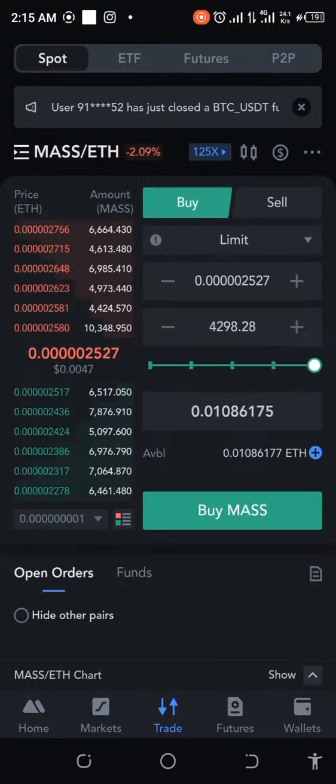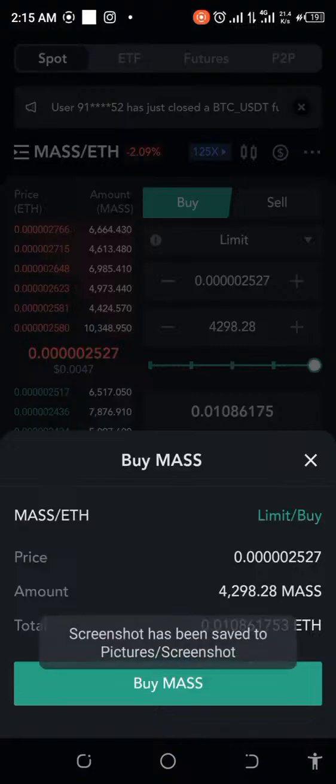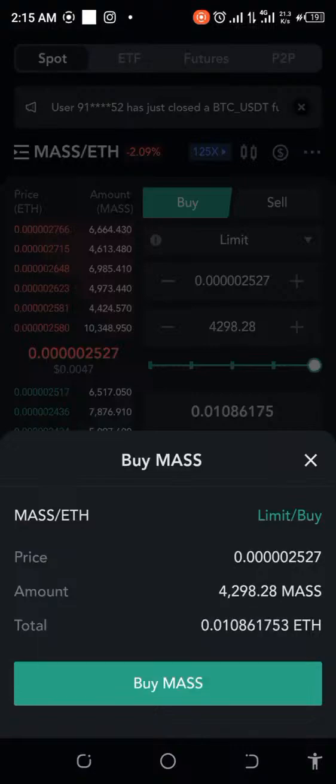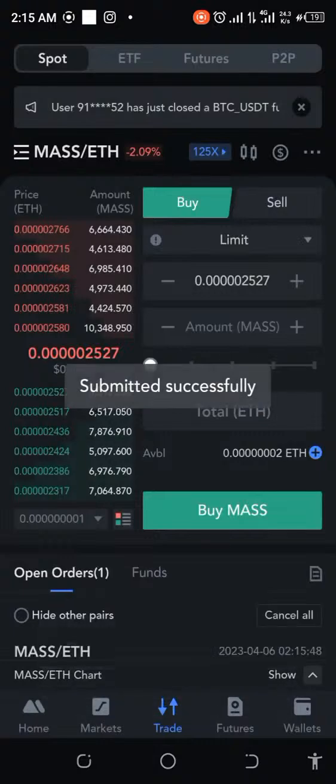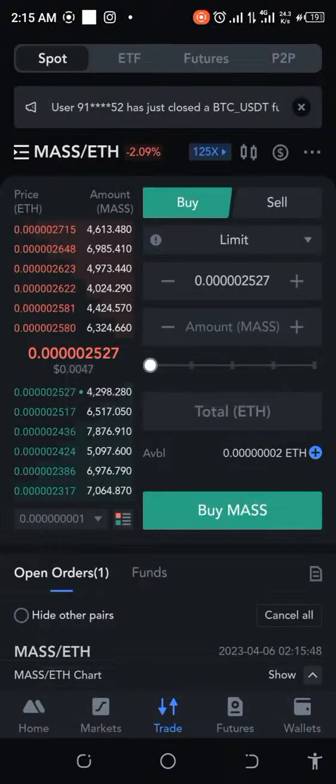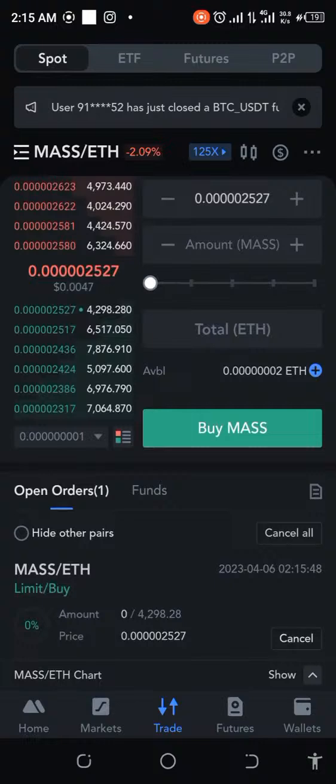So we're getting 4298, lower than what we thought, but that's fine. We're going to go ahead and just click on buy. Okay, and the same thing goes here. I click on buy. Don't forget, on Mexi right now, there are no trading fees. Like I said some time ago, there are no trading fees. So we're just going to take advantage of this particular option right now. It's zero trading fees.